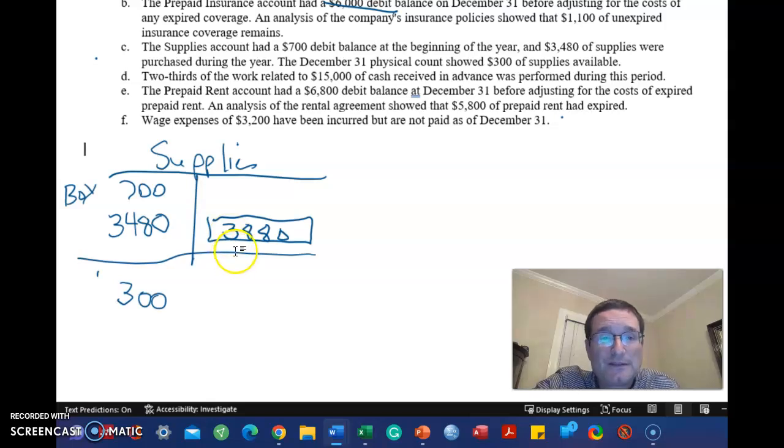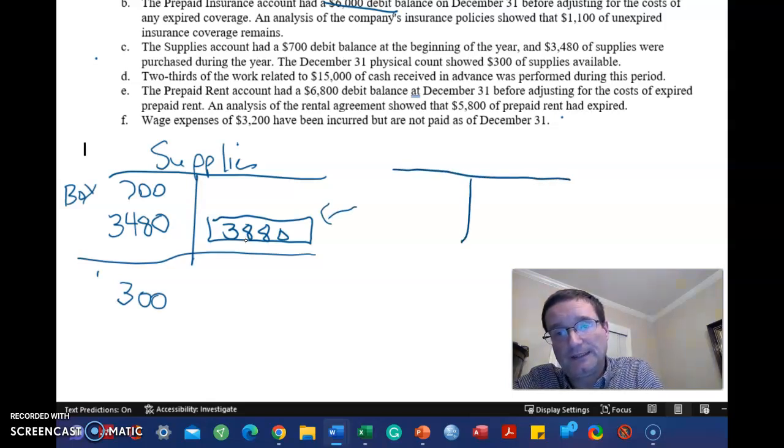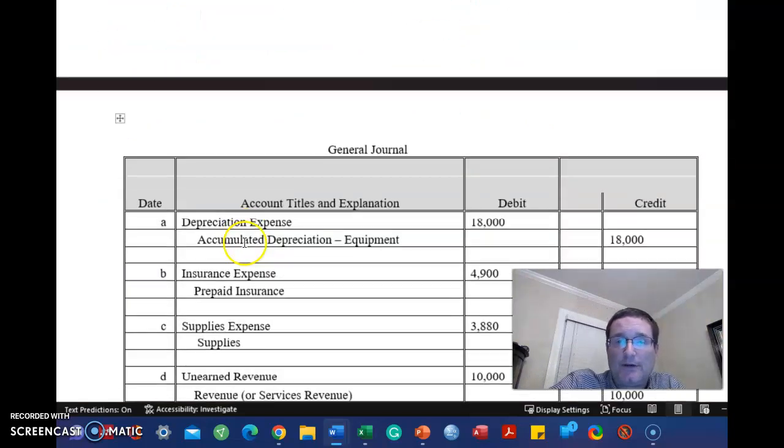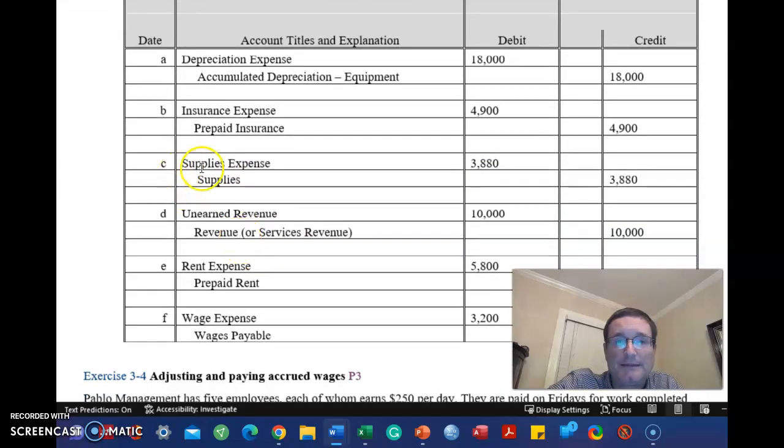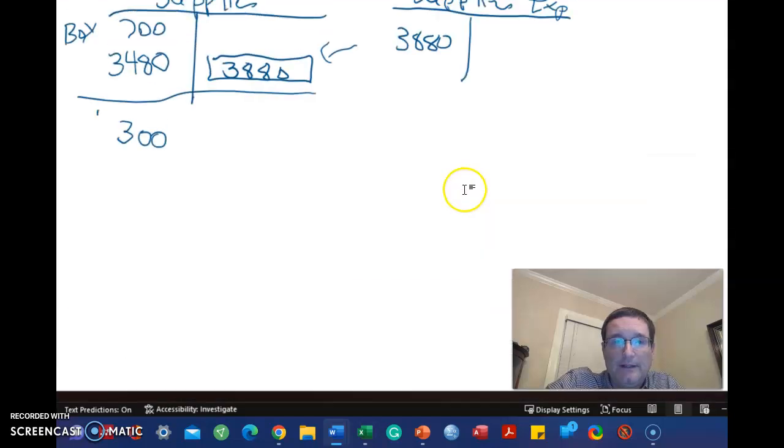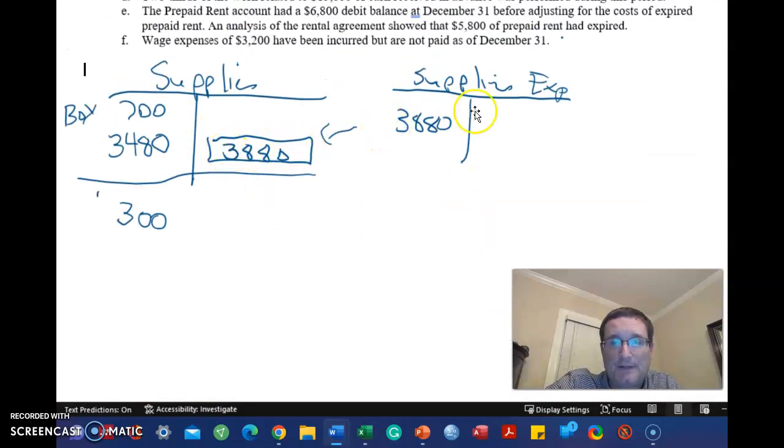So in other words, we have to have supplies expense. This is supplies expense. So the other T account is supplies expense. And we know expense is always a debit, right? All right, let's look at the journal entry, or you're probably looking at it now. So supplies expense, debit 3,880, and then supplies 3,880. So there's the credit, and there's the debit.